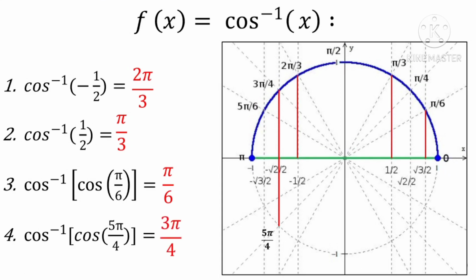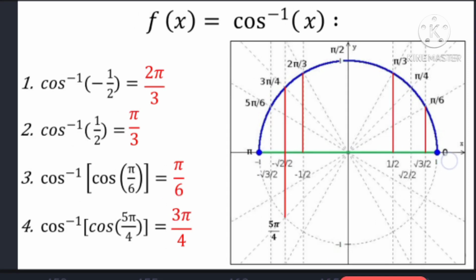So while considering sin inverse, you must get the answer in the interval minus pi by 2 to pi by 2, and for cos inverse we will try to get the answer in the interval 0 to pi. For sin inverse, the principal branch is minus pi by 2 to pi by 2, and for cos inverse, the principal branch is 0 to pi.